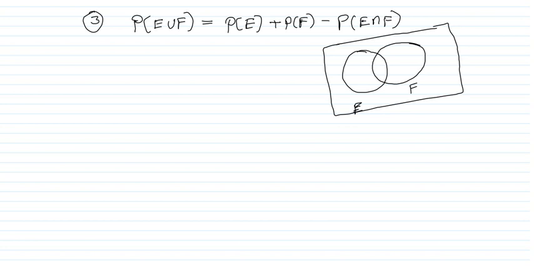Can I write E union F like this? In the entire set, I am seeing the happening or non-happening of E. So that is what I am writing as E union with... I want to write this entire set as a union of two mutually exclusive sets.